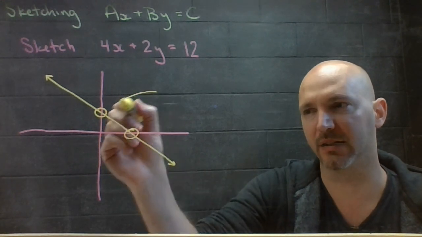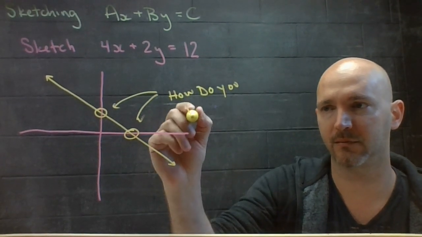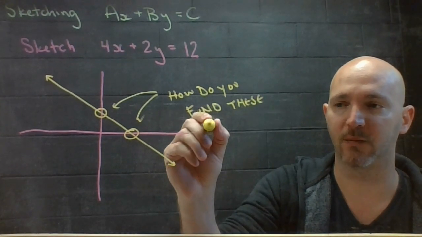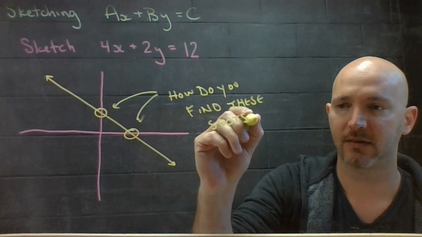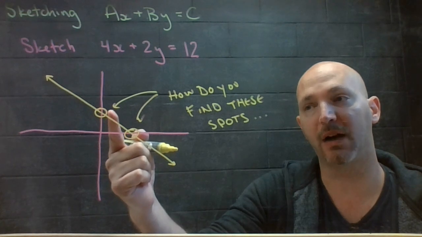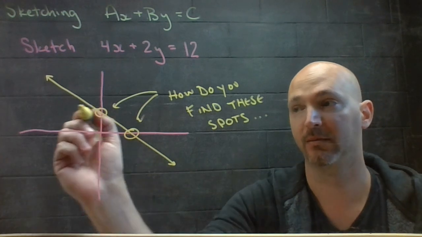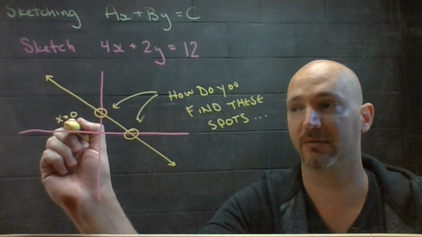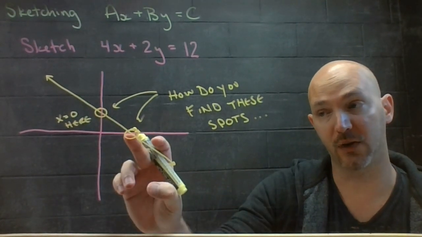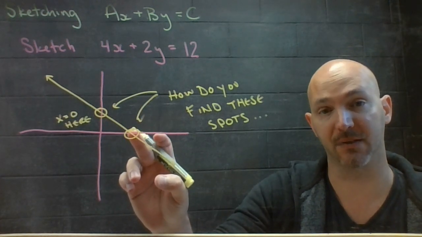So the question then is, how do you find these spots? And it has to do with the coordinates of the y and the x-axis. So think about this one here. If you're on the y-axis, you are at the place where x equals 0. So x is 0 here. Similarly, if you're on the x-axis, right, you haven't gone up, you haven't gone down, your y value is 0 here.